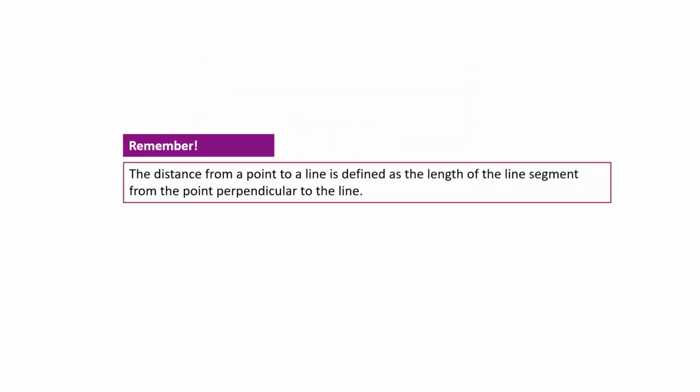Remember, the distance from a point to a line, so let's say I have a point here and I have a line, is defined as the length of the line segment from the point perpendicular to the line. So it's going to be perpendicular right here. That's the distance from a point to a line. A point could be over here, could be over here. We could do any of those, but what we're going to be measuring is the distance where it's perpendicular.